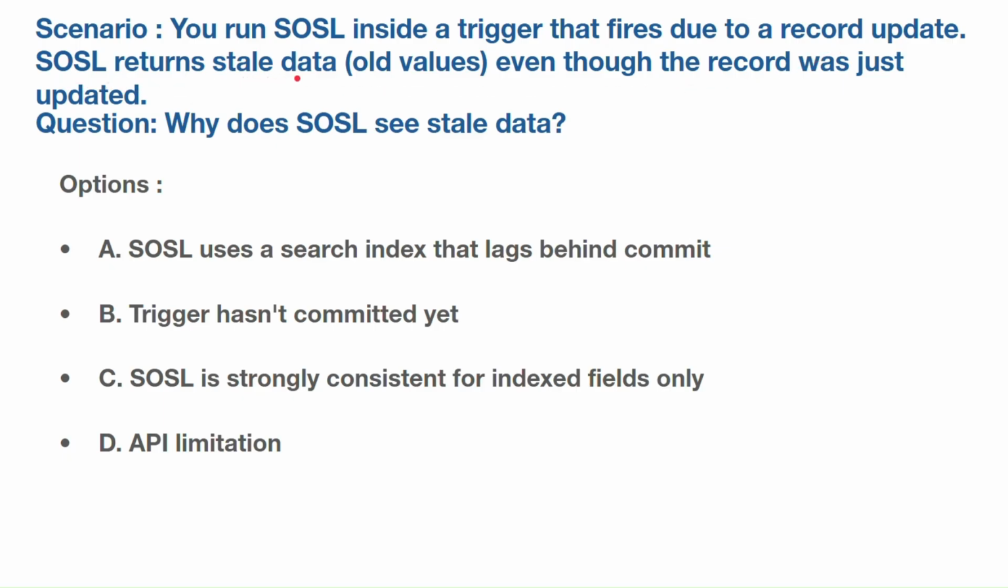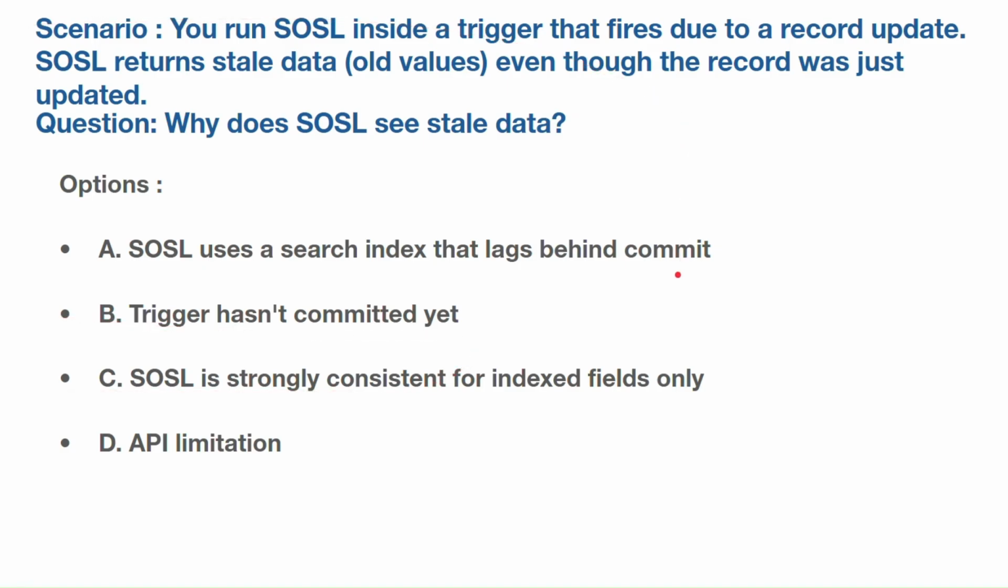Then the next question is, you run SOSL inside a trigger that fires due to a record update. SOSL returns stale data, meaning old values, even though the record was just updated. Why does SOSL see stale data? Basically SOSL is very similar to SOQL, but it is used to search the data. Now the question is, why is SOSL returning stale data? The options are, SOSL uses a search index that lags behind commit, or the trigger hasn't committed yet, or SOSL is strongly consistent for indexed fields only, or API limitation.